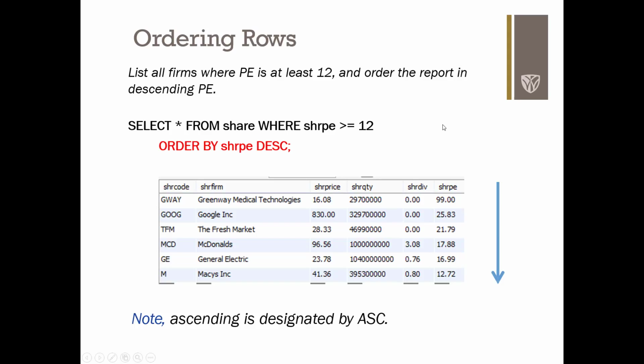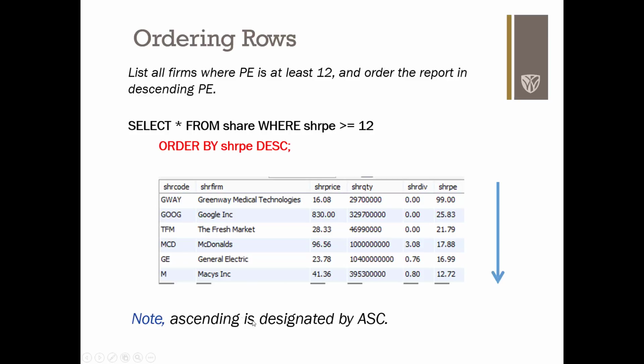Same thing with ordering rows. We use the order by qualifier. So we want to list all firms where the price earnings ratio is at least 12. Order the report in descending order by price earnings ratio. So select star from share where share PE greater than or equal to 12, order by share PE descending. And you can see that the results have the share PE listed in descending order.